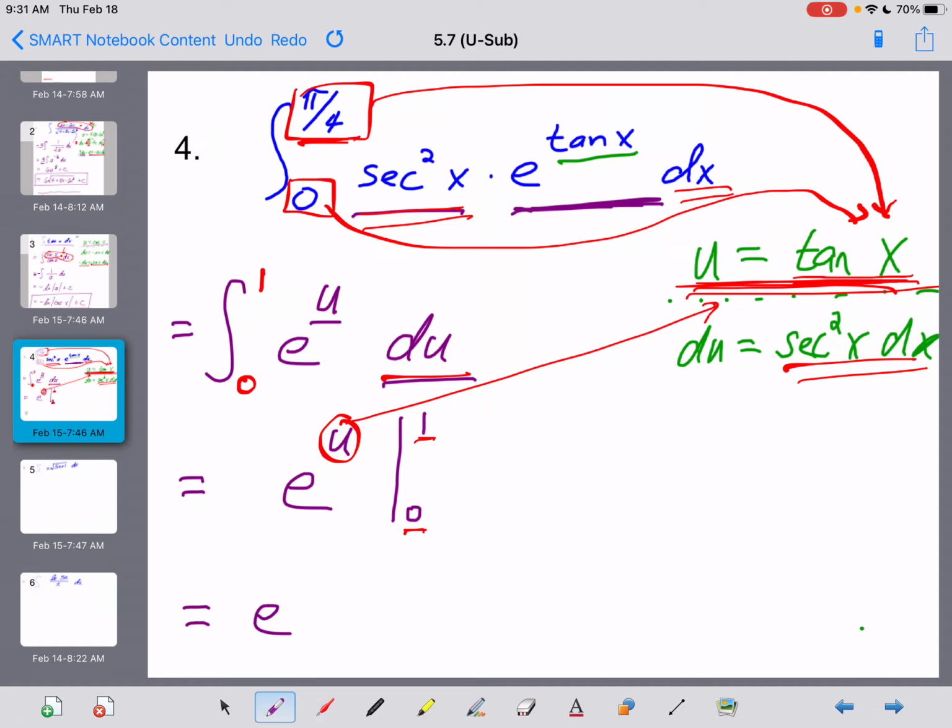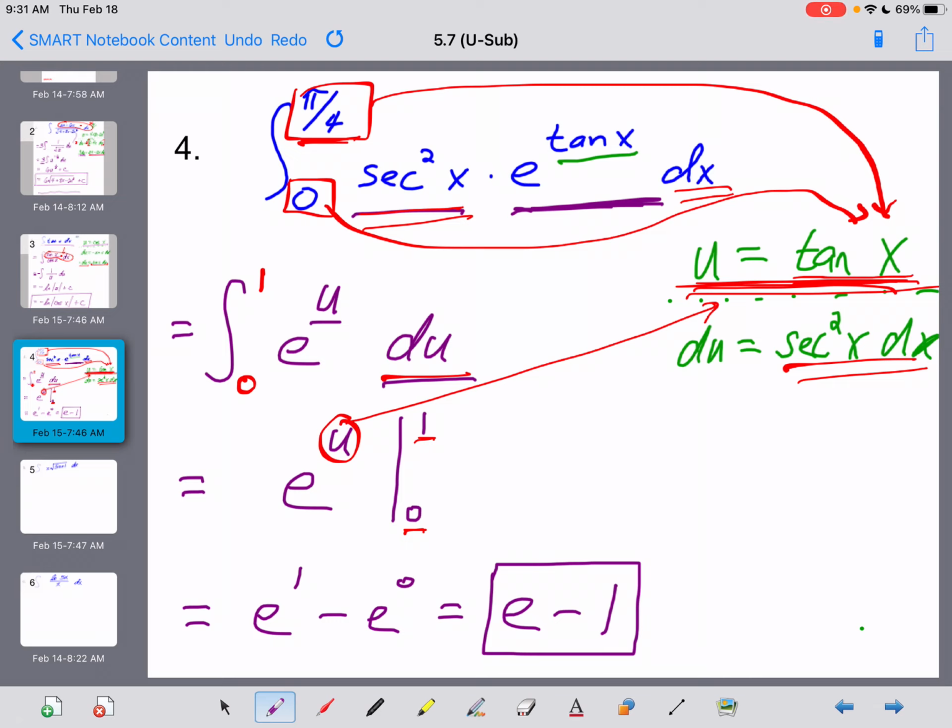This is going to be e to the first power minus e to the 0 power. E to the first is just e, e to the 0 is 1, and there is nothing else we can do to clean that up. And that constant, everybody, remember, e is a constant, not a variable. So this constant value is the answer to our definite integral problem.